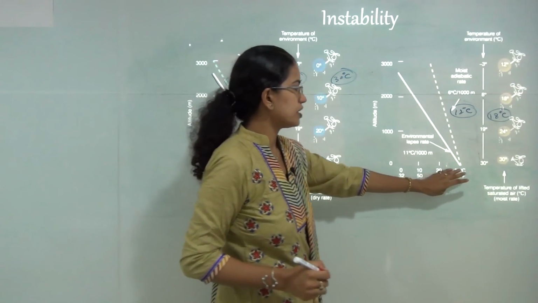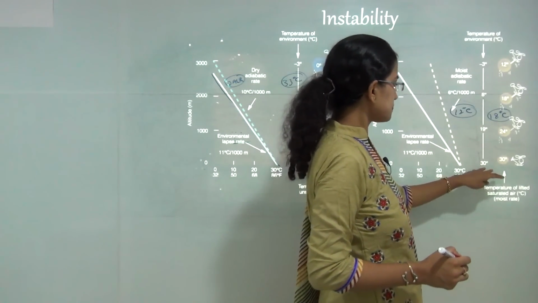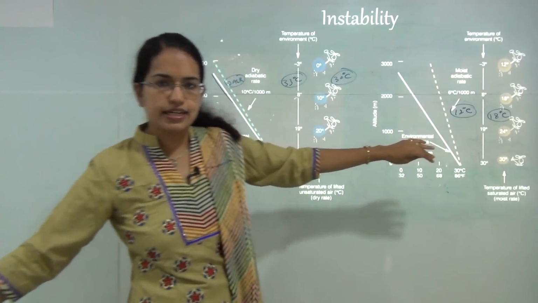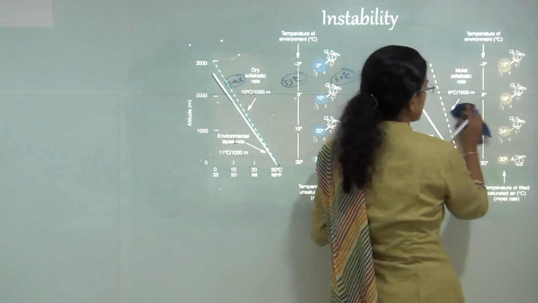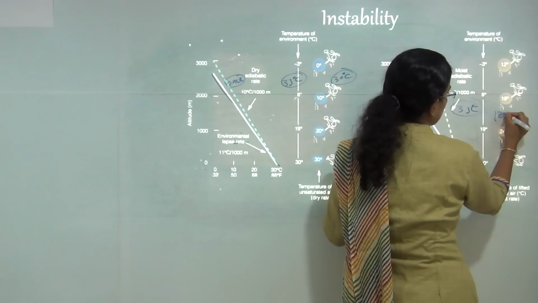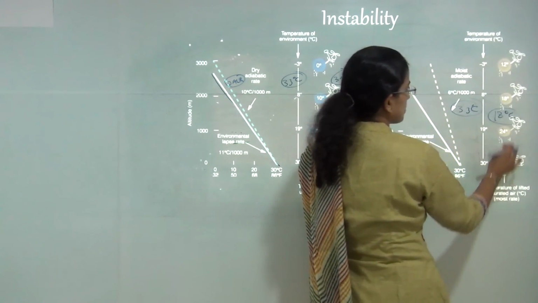And similarly, we go for the moist conditions here. So you have 30 degrees to -3, that's again a 33 degree drop in the environmental lapse rate. However, the air parcel is dropping only 18 degrees Celsius, that's from 30 to 12.